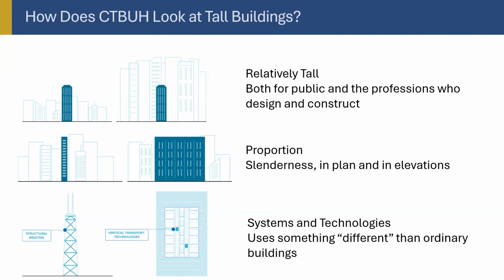So it's relative. In one city, a 12-story building at that time was the tallest building, so it was very tall. But in another city, nobody cared about that. A 30-story building, nobody cared, right? So that's the relative tallness.